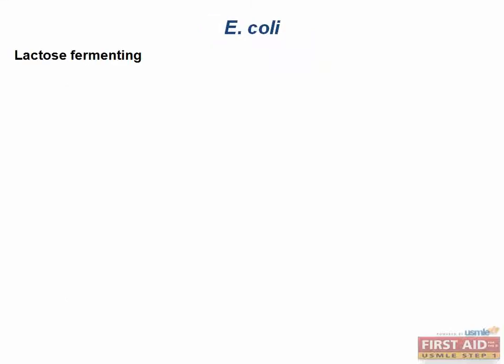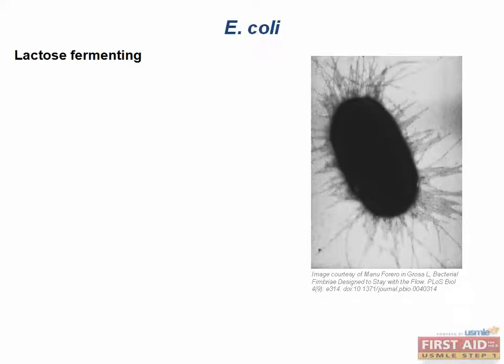E. coli is a lactose-fermenting gram-negative rod that is normally part of our gut flora. Various virulence properties of E. coli are responsible for the wide range of diseases that it can cause. Fimbria, also known as pili, on the E. coli allow it to attach to the urinary tract epithelial cells, causing UTIs, cystitis, and if it ascends, pyelonephritis. Without these fimbria, normal urination would just sweep the bacteria away.